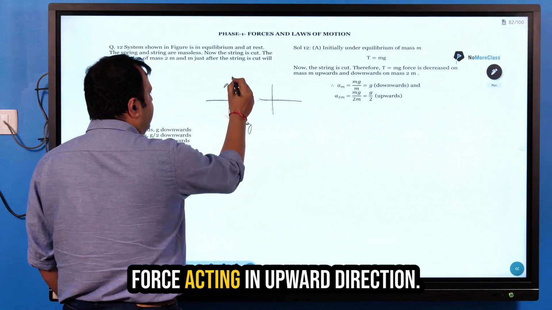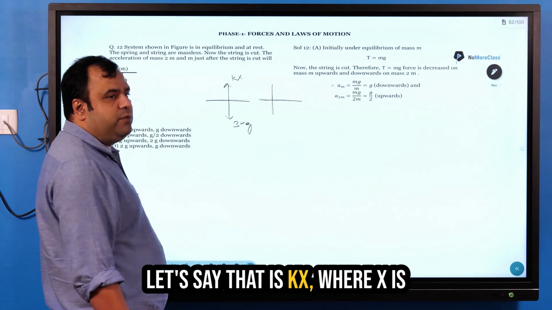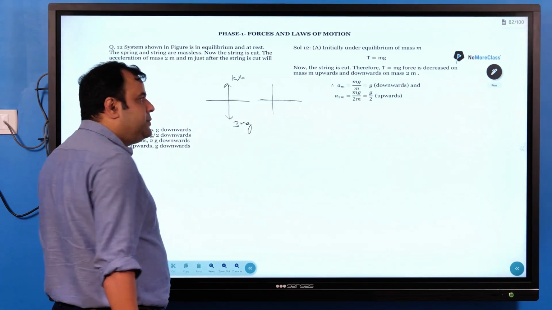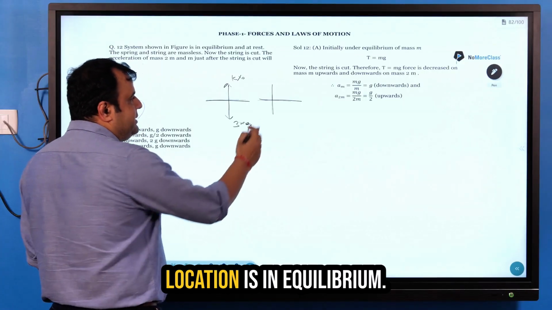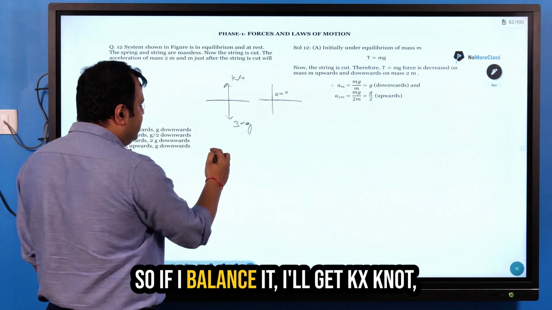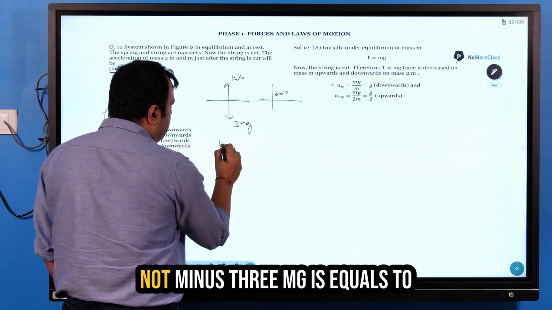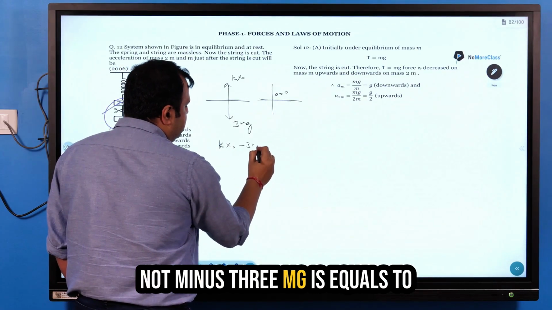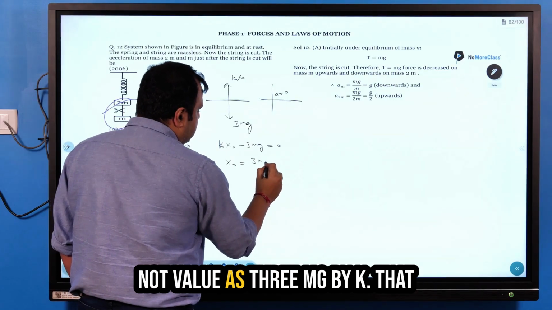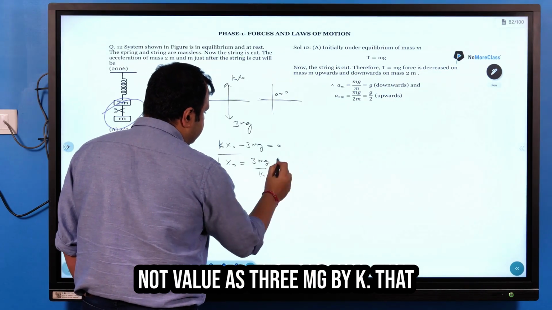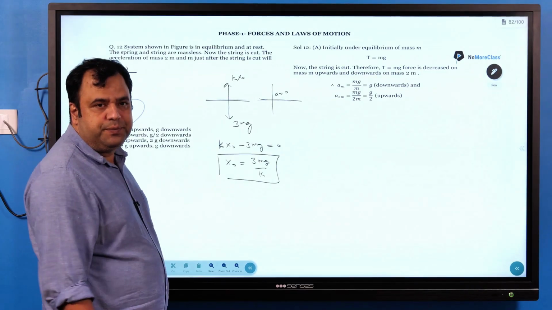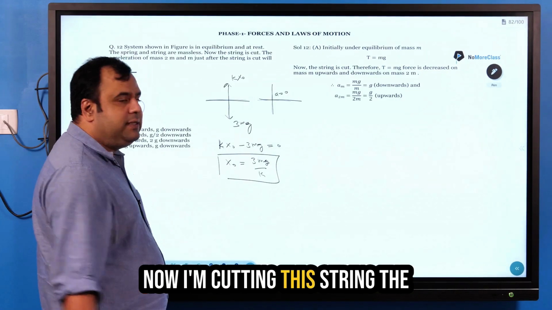Now there will be spring force acting in upward direction. Let's say that is Kx, where x is the elongation. Let me call it x naught. The system, according to the question, is in equilibrium, so acceleration is 0. If I balance it, I'll get Kx naught minus 3mg equals 0, and that is giving me the x naught value as 3mg by k. That much elongation is there in the beginning. This is spring. Now I'm cutting this string.